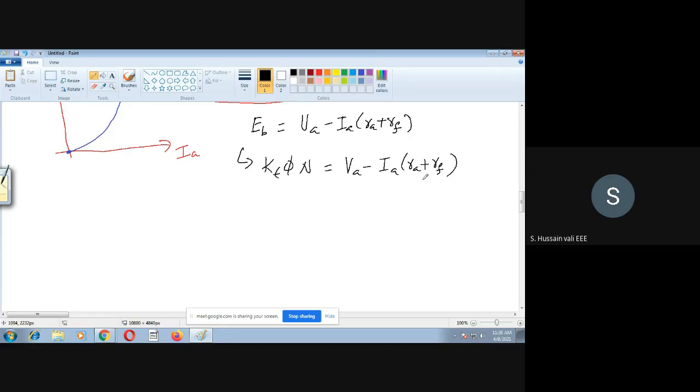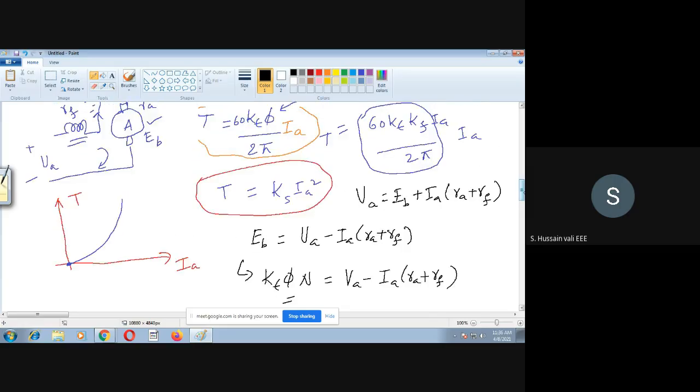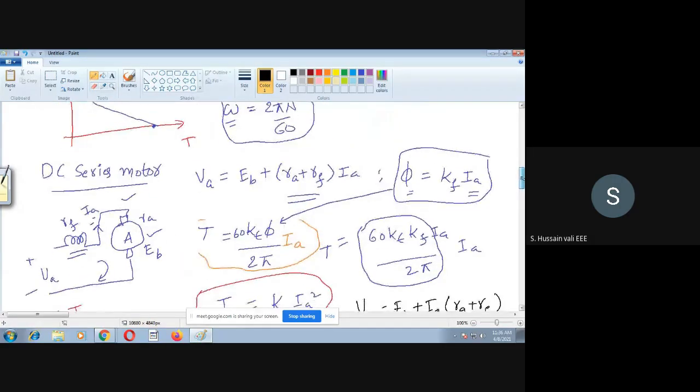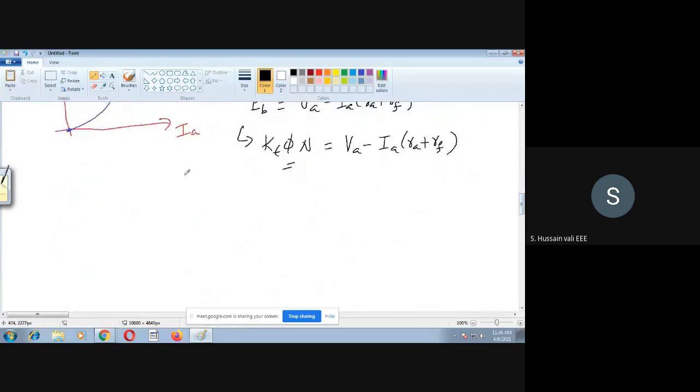Yeah, then once we got this equation, we have another thing. So what is phi from this? We just recall, because in case of DC series motor, we got another equation for phi, that is phi is equal to Kf into Ia. So this entire mathematics is there, nothing else is left. Only thing is that you have to substitute all the equations. That is equal to Va minus Ia into Ra plus Rf.